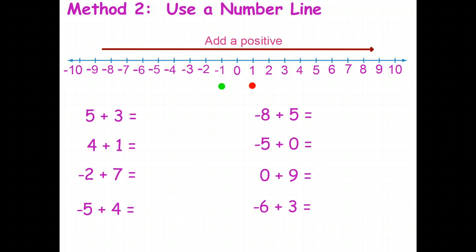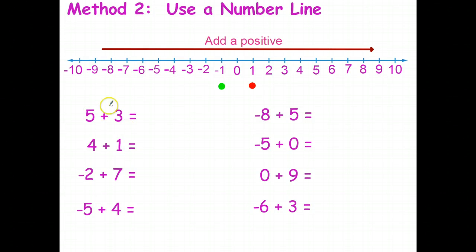A lot of students actually prefer using a number line. So if you can put that number line in your head, with 0 in the middle, negative numbers to the left, positive numbers to the right, this is another good way to think about adding numbers. So we'll start by just adding positive numbers.